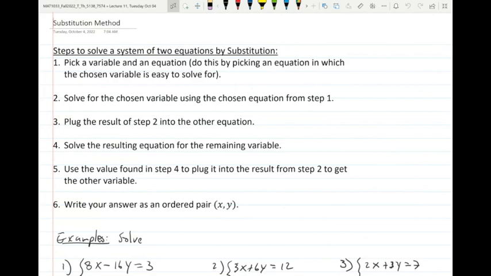For the substitution method, first you need to pick a variable that you want to solve for and an equation. Once you have decided which variable you want to solve for in the equation, then solve for that variable. After that, plug the resulting expression into the equation that you didn't use, solve the linear equation that you have, and once you get the value, plug it into the other equation to find the other variable.